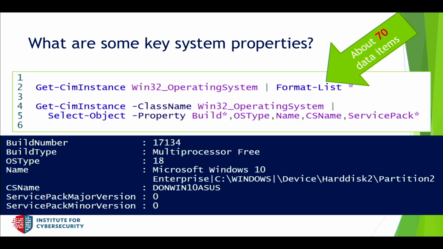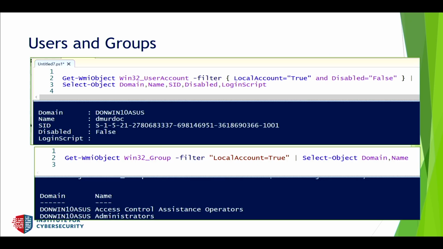What operating system are we using? If you run this particular commandlet on the top, you get over 70 properties. We probably don't want all 70 for our case. We may want a subset. So here's an example of pulling a subset. You'll notice that this subset uses a star for some of the property names, because it pulls off all the build properties, and if there are a couple of things that begin with build, it will pull those out for you as well. Users and groups.